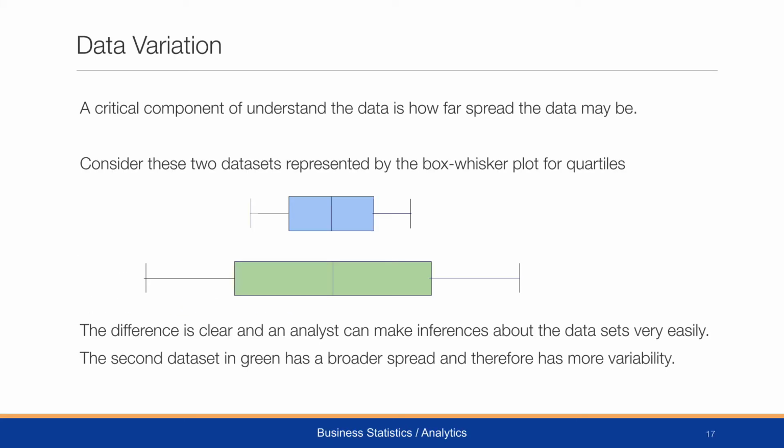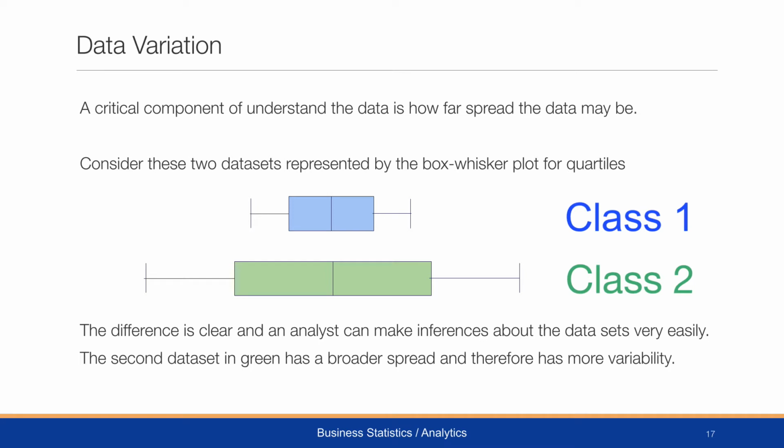Now, a critical component to understand is how far the spread of the data is. Data variance is critical to any analysis. Now, consider we have two data sets, and we talked about a box plot in the last module. We're going to use that again here. These two box plots demonstrate two different data sets. But let's assume one is one class and the other is another class.